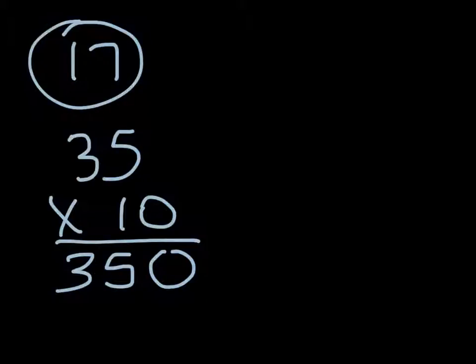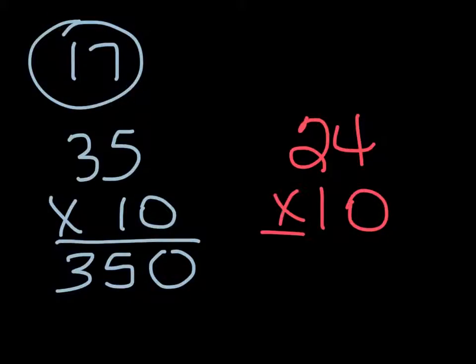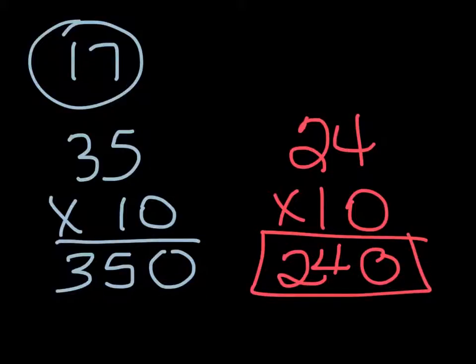So Pablo worked 350 hours. And then Maria worked 24 hours times 10. So Maria worked 240 hours, and they want to know how much they both worked, so you just add the two together. 350 plus 240 gives you 590.